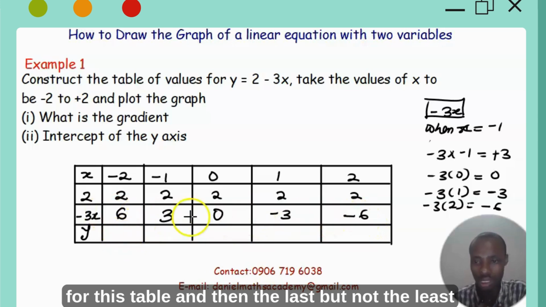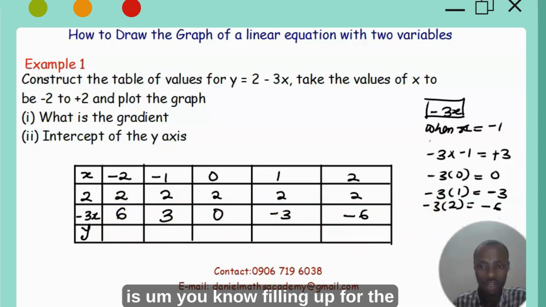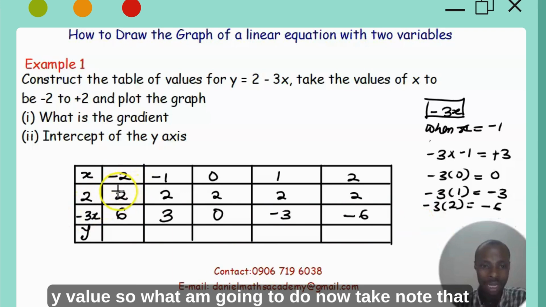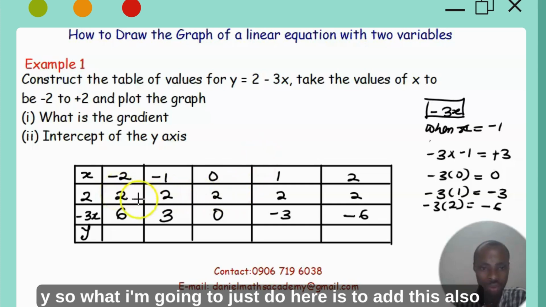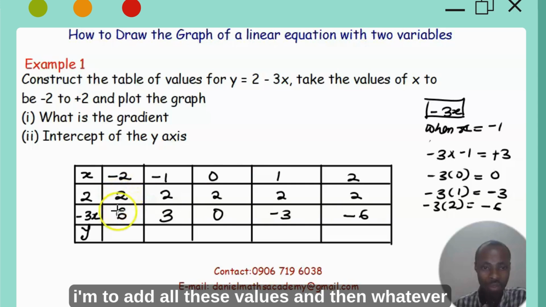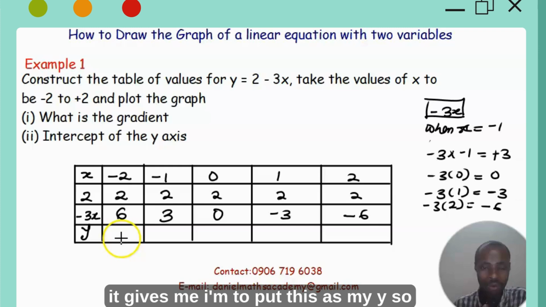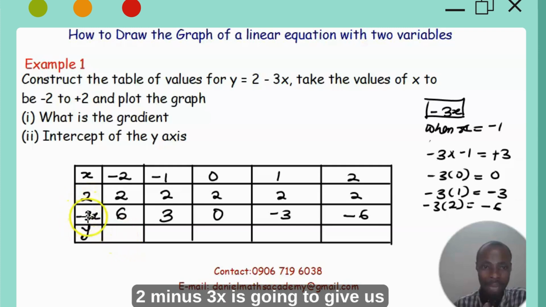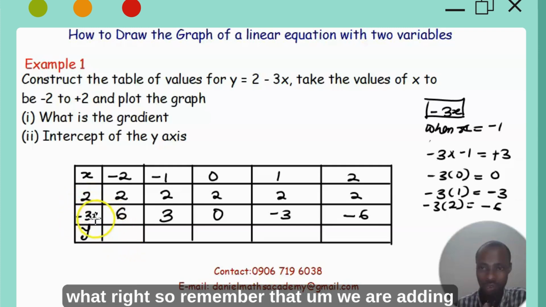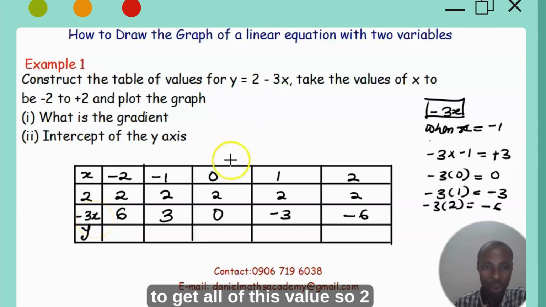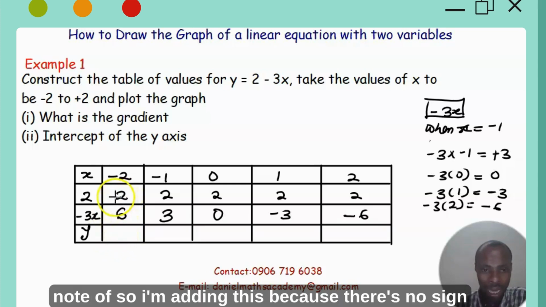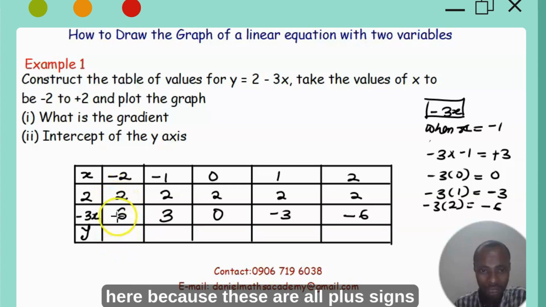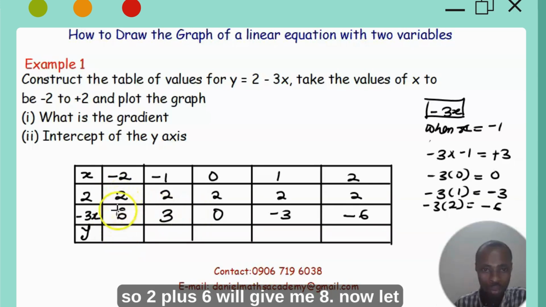The last but not the least is filling up the y value. So what am I going to do now? Take note that for the case of the y, what I'm going to do here is to add this up. I'm going to add all these values, and whatever it gives me, I'm going to put as my y. So 2 minus 3x is going to give us what? Remember that we are adding to get all of these values. So 2 plus 6 is going to give me 8. I'm adding this because there's no sign here. Take note, these are all plus signs. So 2 plus 6 will give me 8.